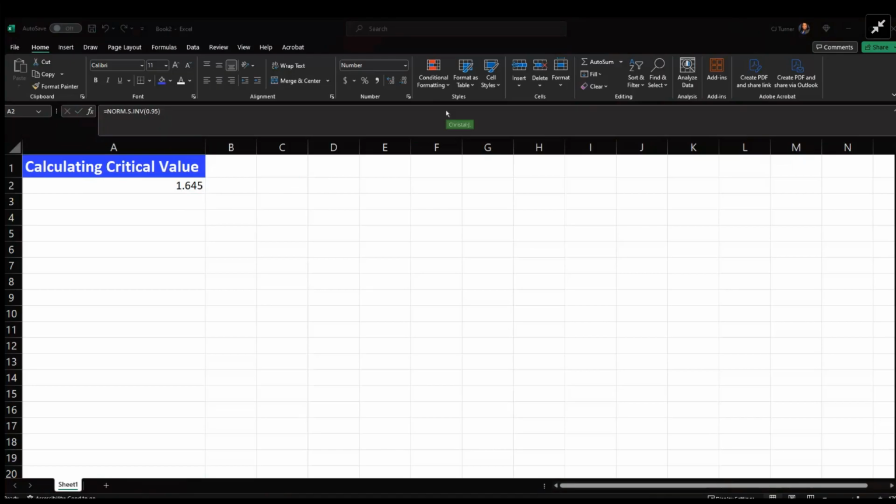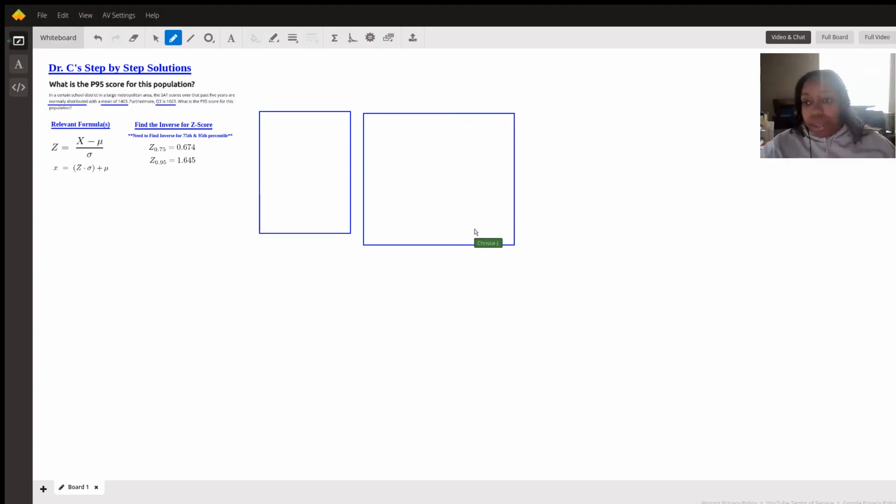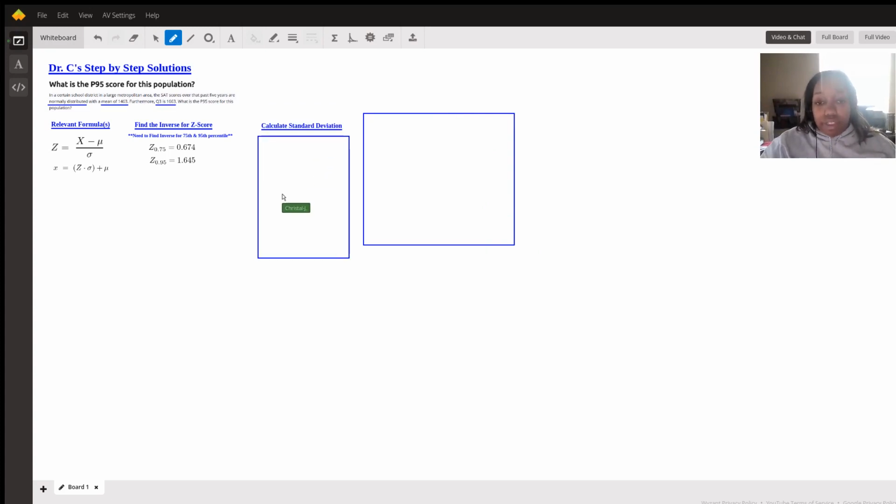and 1.645. Okay? So after that, you essentially would be calculating the standard deviation because they did not give us that, we need to calculate for this.